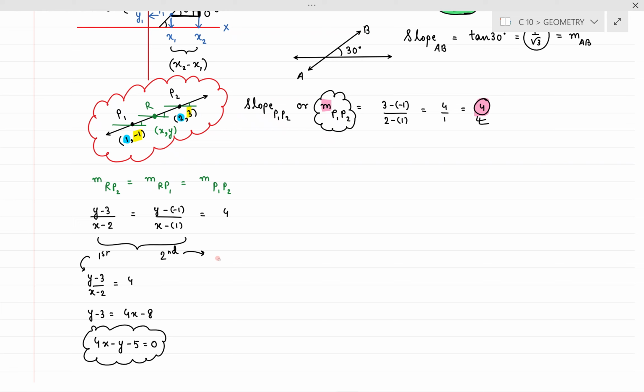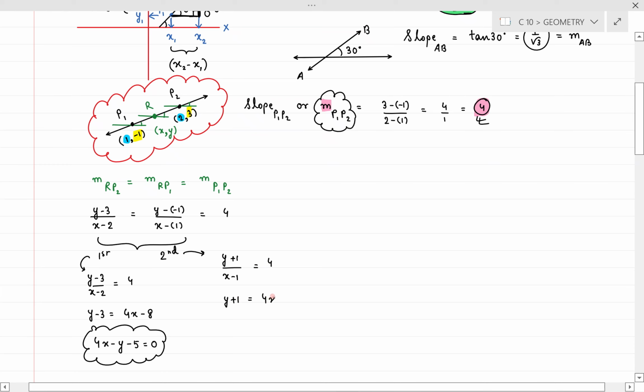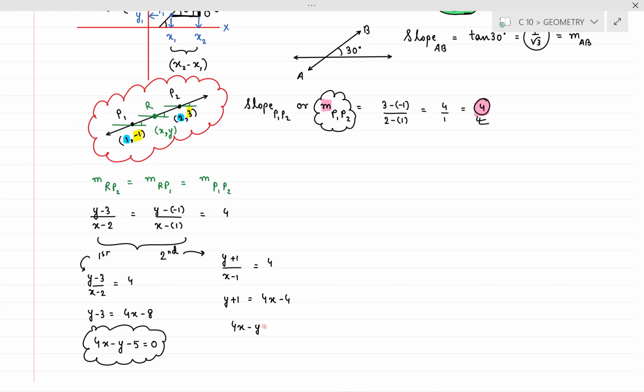Now let us consider the second situation. y plus 1 divided by x minus 1 is equal to 4. Now again let us cross multiply. So y plus 1 is equal to 4x minus 4. So 4x minus y minus 4 minus 1, minus 5 equals 0. Again we obtained the same equation. So it doesn't matter which point you consider the random point with, you get the same value.